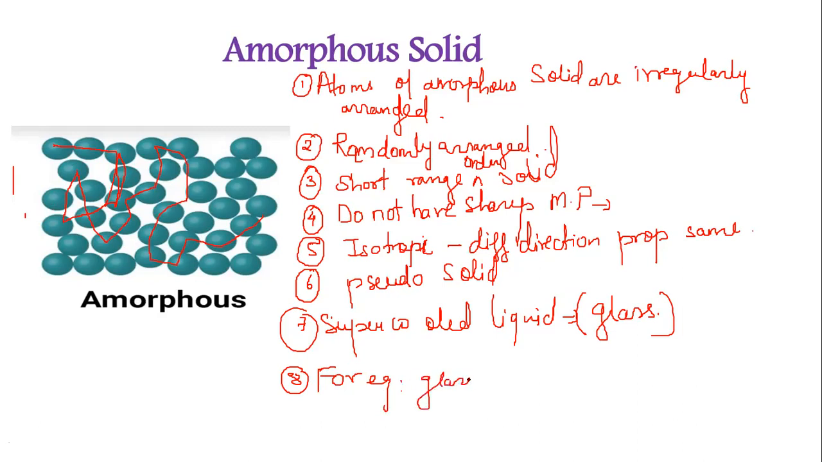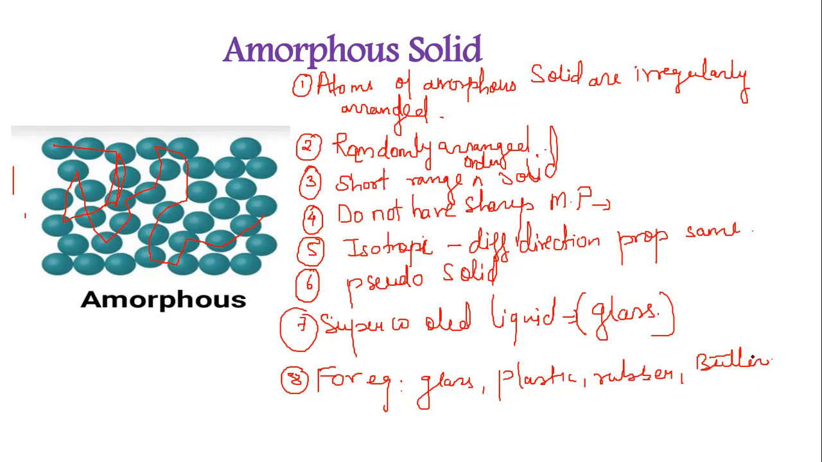Glass, plastic, rubber. Okay. Then chalk, gel, butter. ये सब solids दिखने के लिए दिखते हैं, but they are not actually solids.